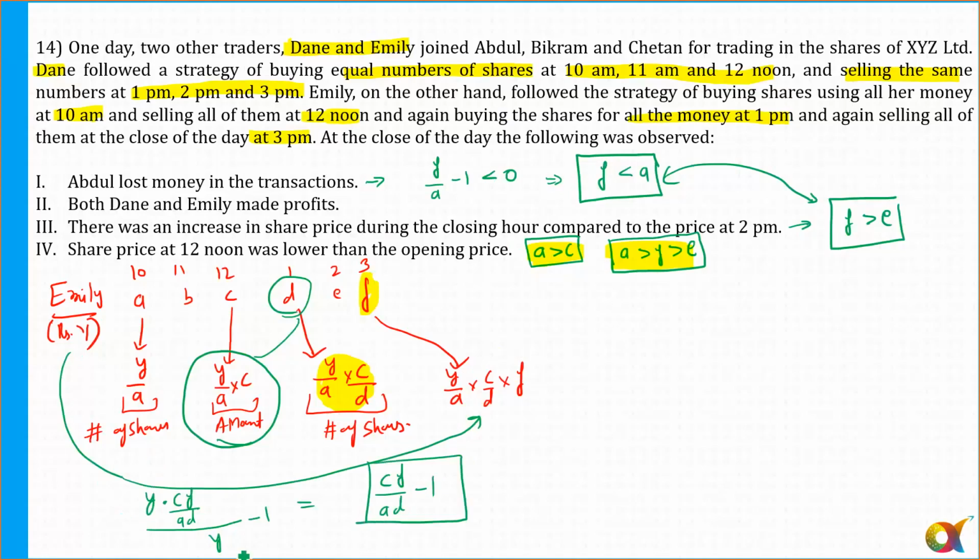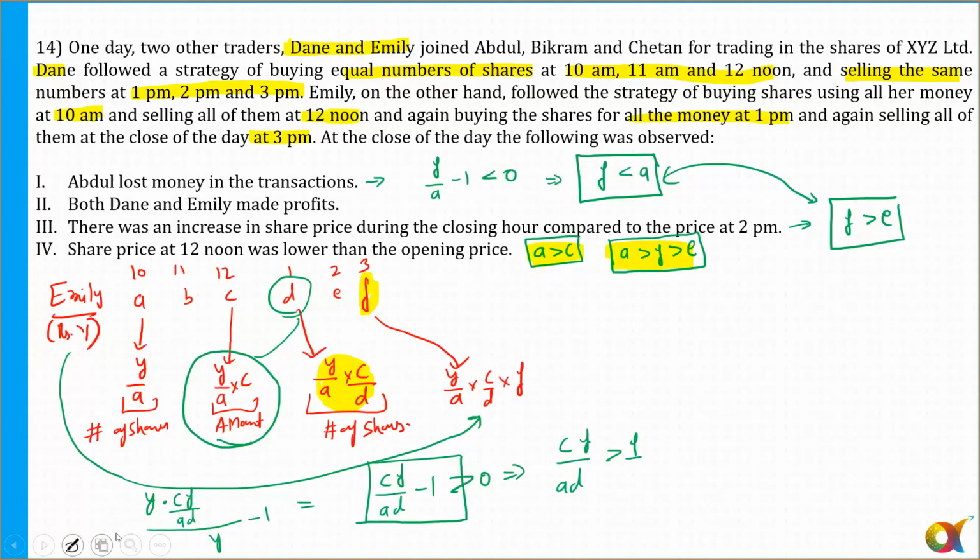Selling price upon cost price here, final upon this one. And she made a profit. So this value is greater than 1. So from here I can say that CF upon AD is definitely greater than 1. Is that part clear to all of you? Please tell me. Is it clear up to here for everyone?